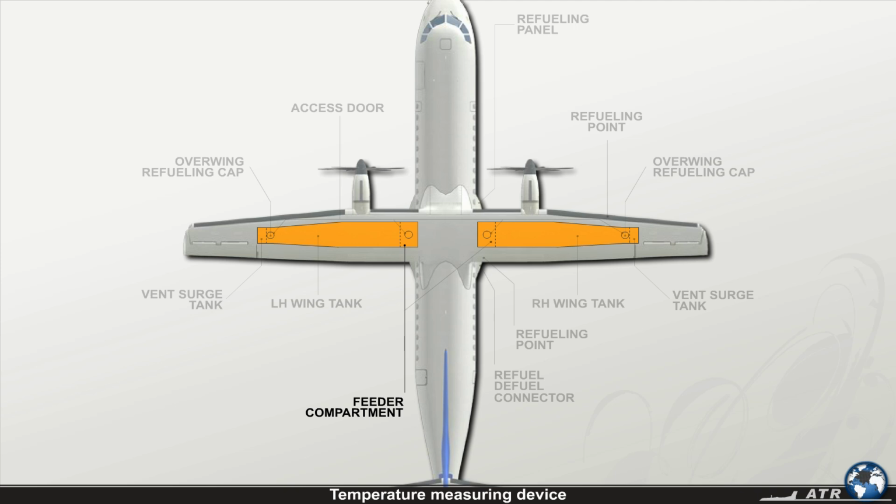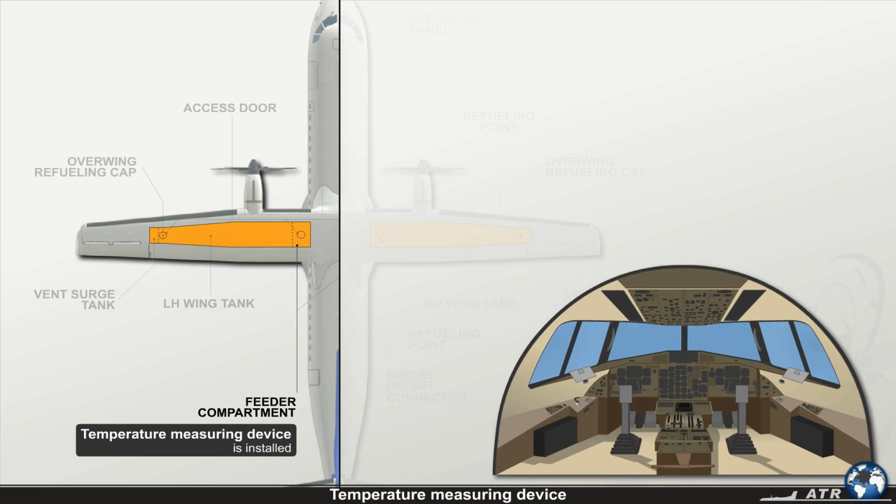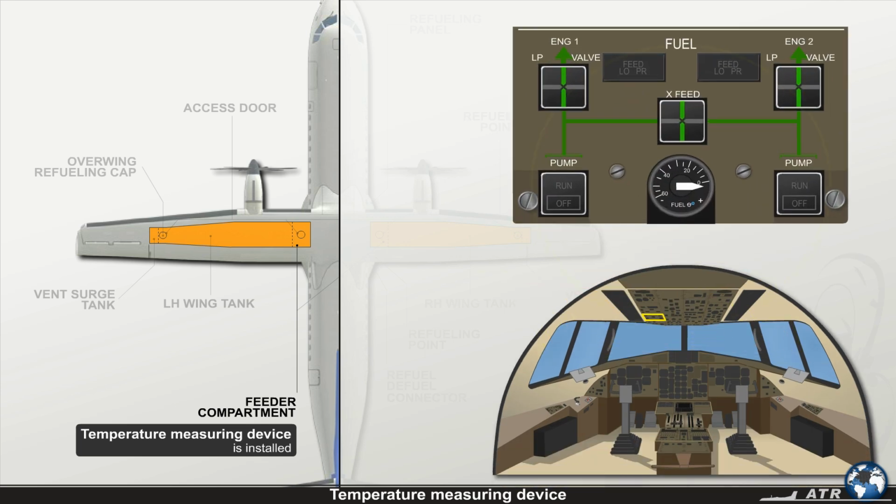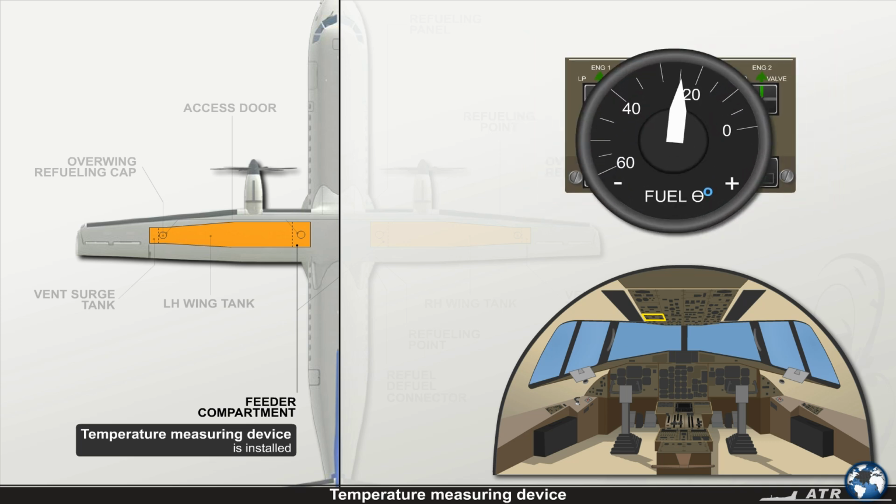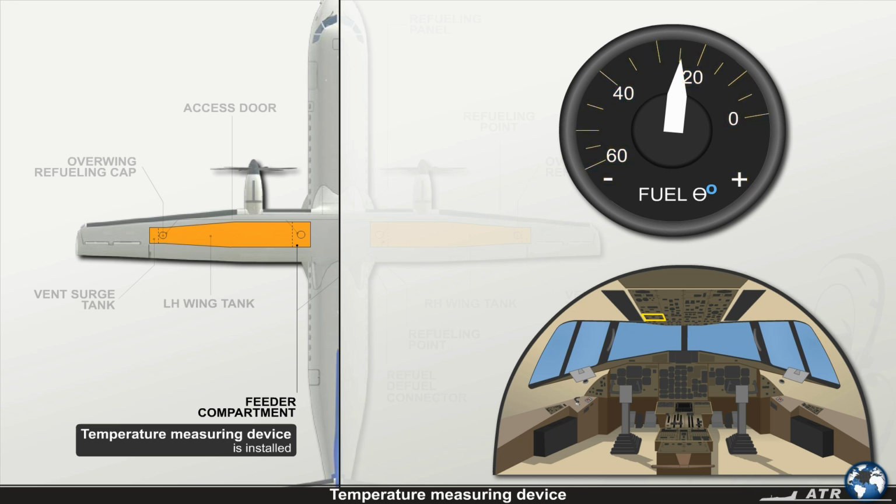In the left feeder compartment, a temperature measuring device is installed. The temperature is displayed on the fuel panel just below the crossfeed push button. Pay attention to the scaling. Observe that there is no scale above 0 degrees Celsius, since positive temperatures up to 57 degrees Celsius are not limiting. Now assume that the fuel temperature is minus 40 degrees Celsius.